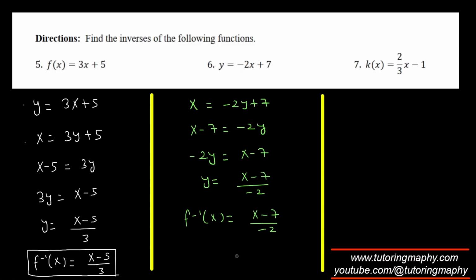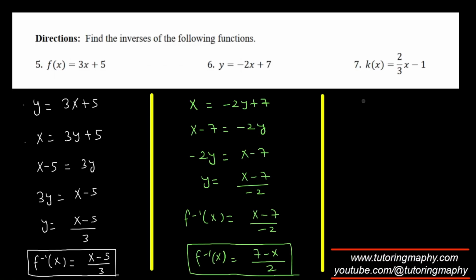If you don't like the negative in the denominator, you can just multiply that negative to the top. So that will become, because negative in the bottom or negative at the top, that's basically the same thing, right? So the numerator will become 7 minus x, and this will just be 2. So this is the f inverse of x.